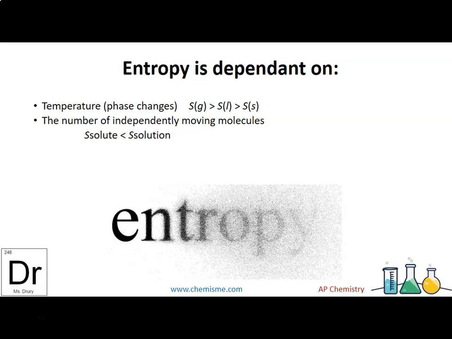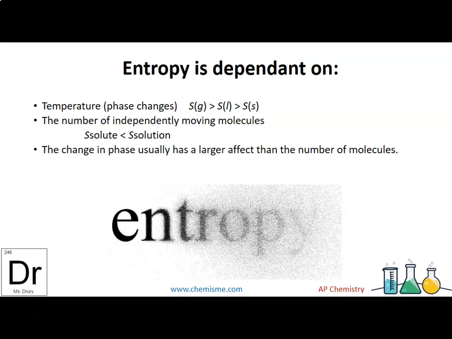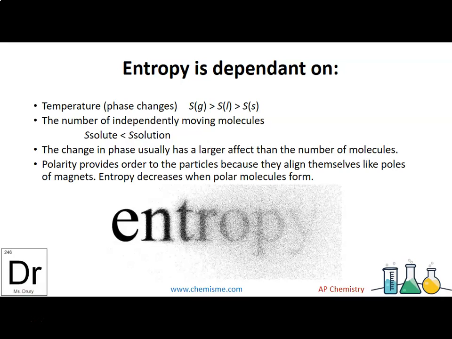So in that case, a solute is just one particle, maybe in the solid phase most likely, that will be very ordered, and that will be less entropy than a solution, because in that case the solute is now mixing with water or another solvent. And now that there's two different things, there's a lot of different ways that it can arrange. It may not be the solid phase anymore, it will be more aqueous or even gaseous, right? The change in phase usually has a larger effect than the number of molecules, so we're really looking at changes in phase, looking for gases.